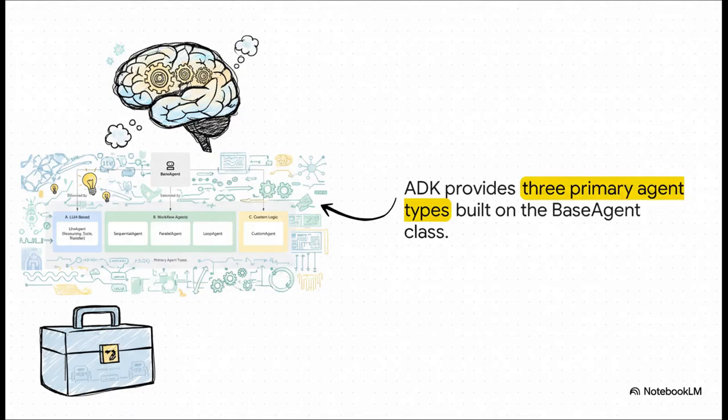Now, what's cool is that the ADK doesn't just give you one type of smart brick. You actually get a few different kinds to play with. Everything technically starts from a base agent, but you're usually going to work with one of three main types. There are LLM-based agents for reasoning, workflow agents for controlling the flow of execution, and custom logic agents for when you need to build something totally unique.